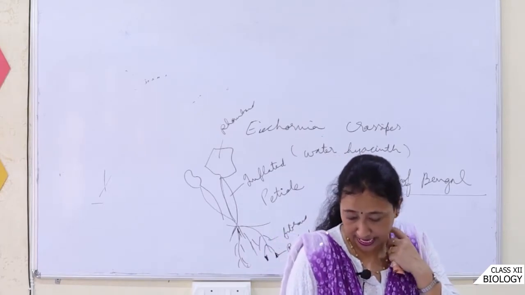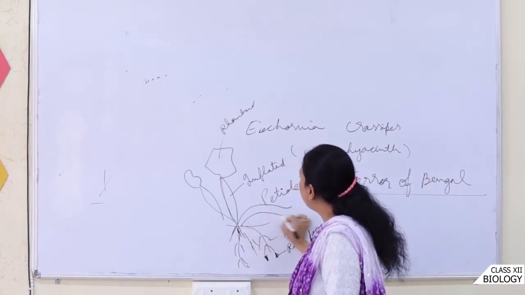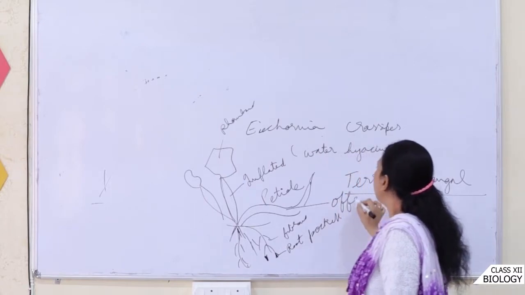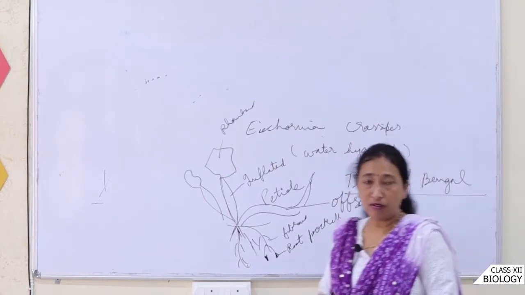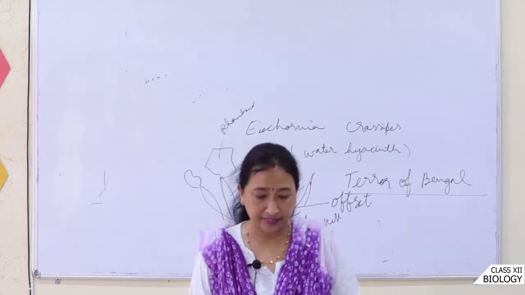It is taking place by offsets. These offsets give rise to a new water hyacinth plant. It propagates by offsets, and hence it is very, very difficult to get rid of this plant.